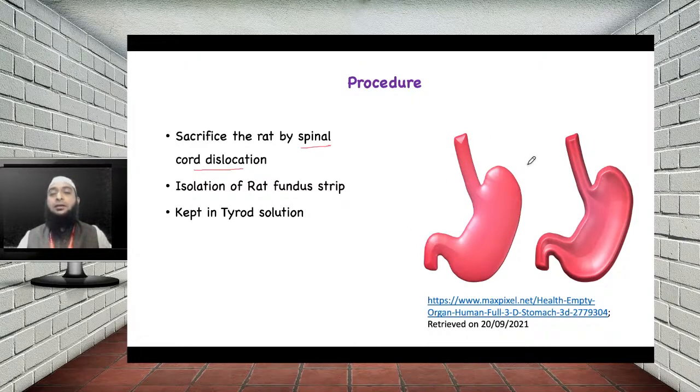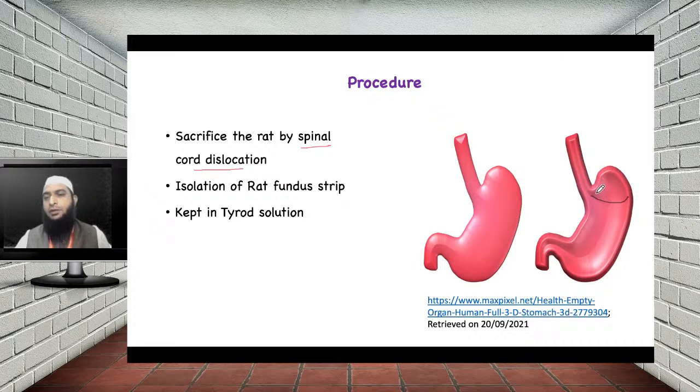So this is how it actually looks. It is not the real image of a live stomach, but it is just for your understanding. So this is a simple image of how the stomach looks. Okay, so you will be isolating the stomach, and once you isolate the complete stomach from the rat, I will tell you which part is called the fundus strip. The stomach has two important parts, the upper portion and the lower portion, and in between there is the middle portion. This uppermost portion of the stomach is called the fundus.